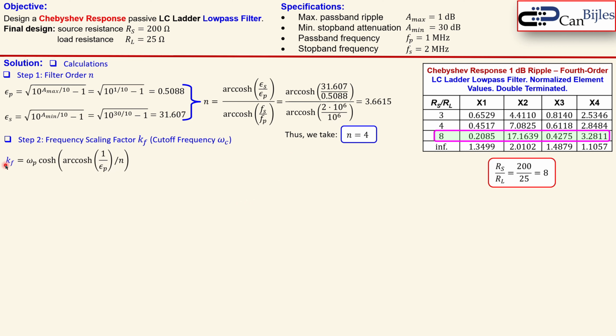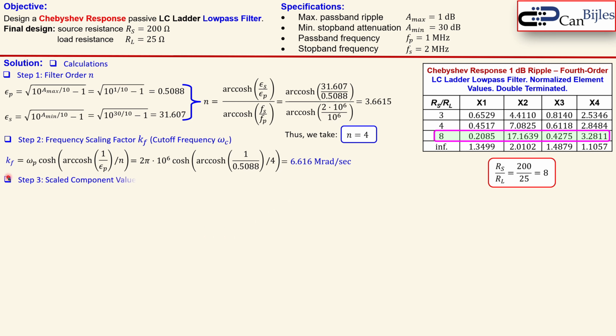Now the KF, which is the scaling factor for the frequency, is given by this formula. You see here again the omega p, which is 2 pi times the fp. And then this part, which is the cosine hyperbolic with this argument, in order to convert this passband frequency to the cutoff frequency. You see that we have an N, which is the filter order 4, epsilon S, epsilon P, which is this value. So when you substitute that in here, you get 6.616 million radians per second. This is now the actual cutoff frequency of this circuit in radians per second.